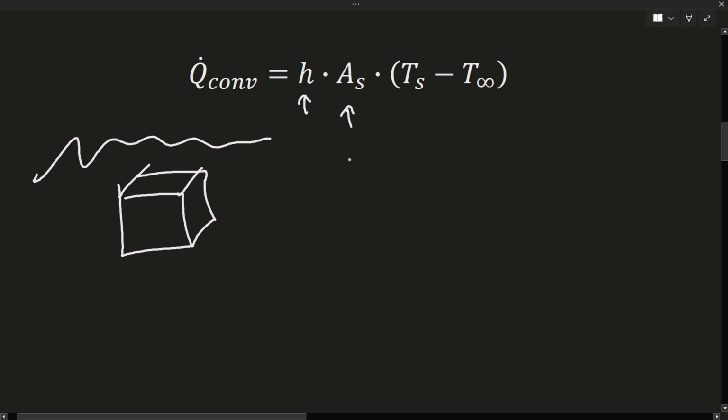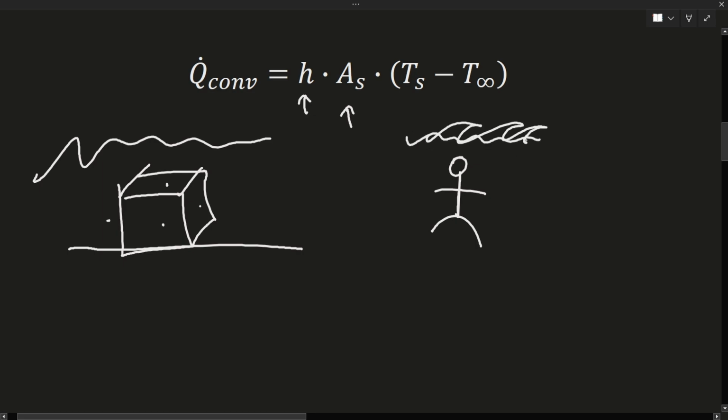A_s is the surface area where it's touching. So for example, with this cube, if we put it on the floor, the surface area would be the sides, the top, and the back. Not the bottom. You don't include the bottom. Some questions are trick questions. A_s is the surface area where the convection is happening, where the heat is being transferred. So for example, if you take a hot person and put them underwater and they're being cooled in the water, the surface area is all of the outside area of that body.